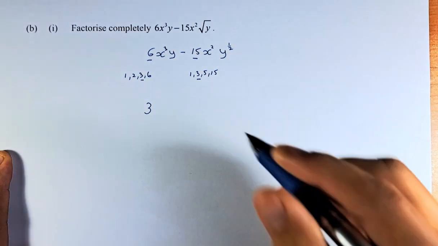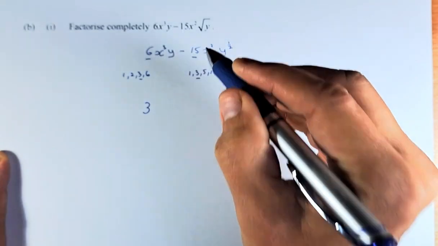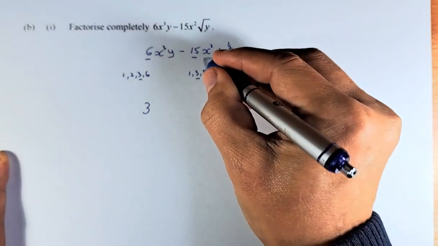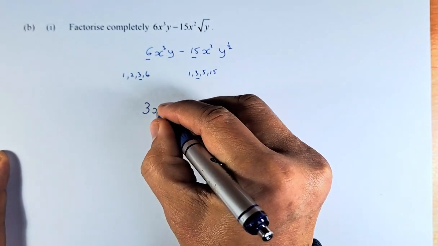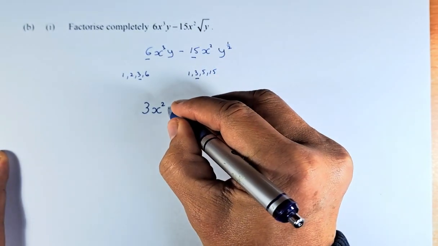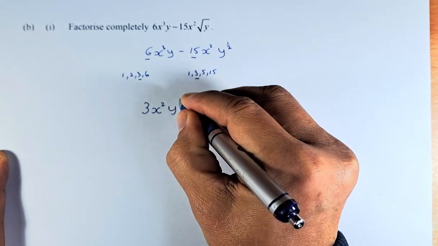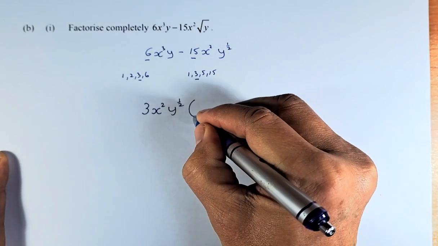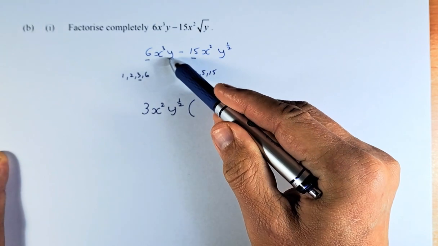In terms of x squared and x cubed, we take the lowest of the two x powers. So in this case, it's x squared. So we're going to put x squared. Similarly, for y and y half, the lower of the two powers is going to be y to the power of half. Okay, once we have done that, we're going to put a bracket, and then we're going to divide that number with that number.